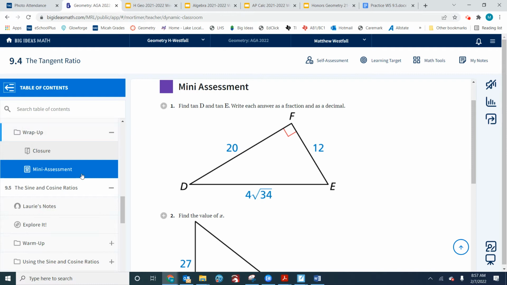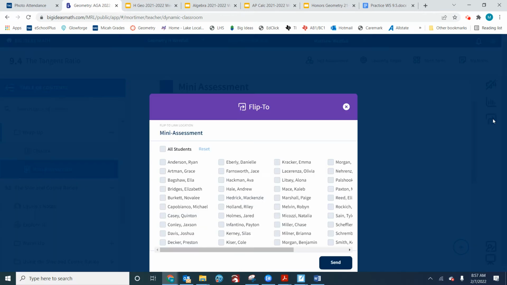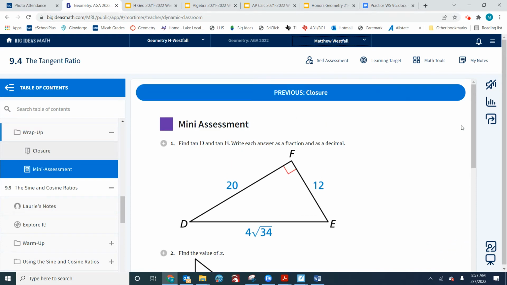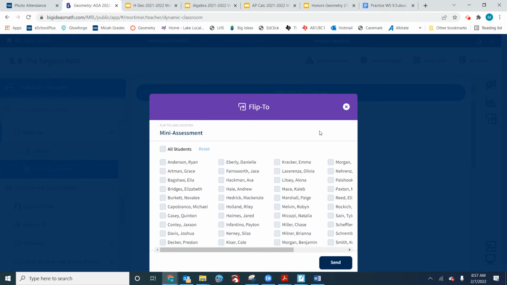It looks like I'm in mini assessment. I'm clicking on this button. All students. Send. Unless I'm missing something, I'm not seeing it. I mean, don't you guys agree? That'd be like the place. Yeah, flip to all students.